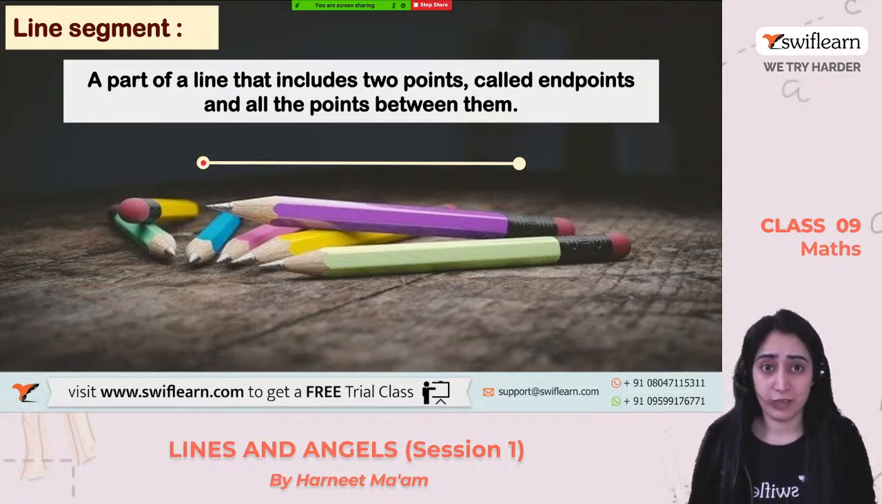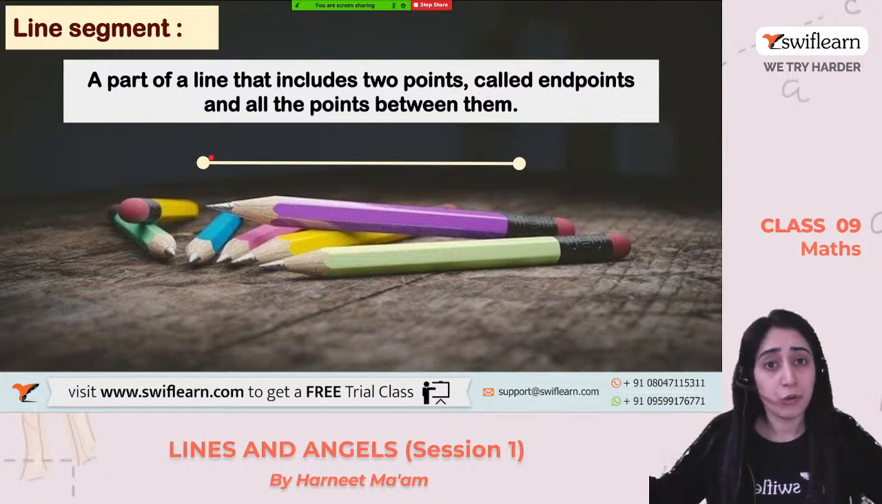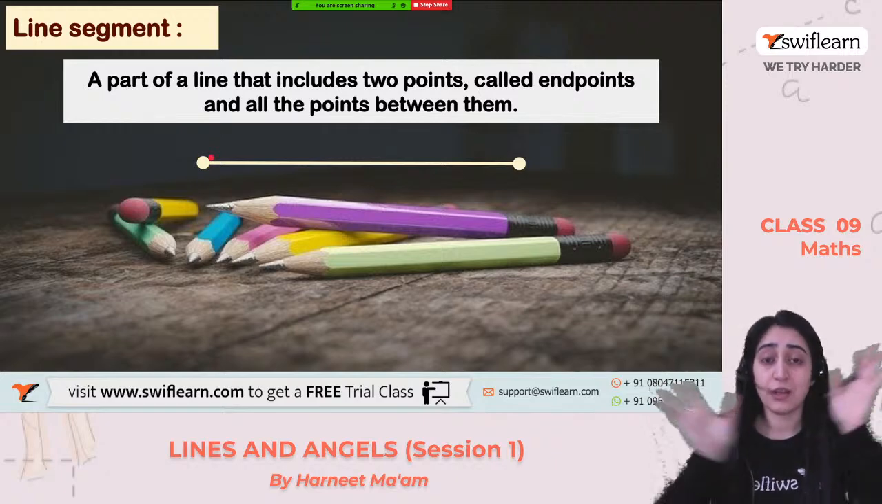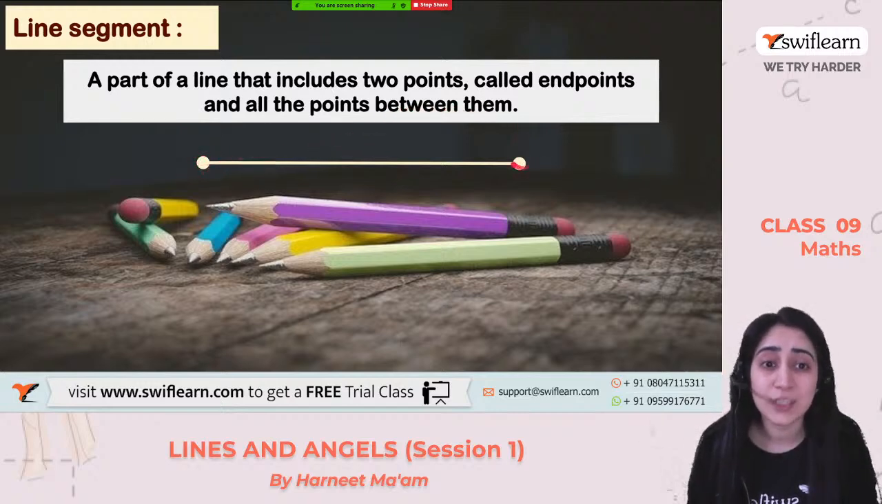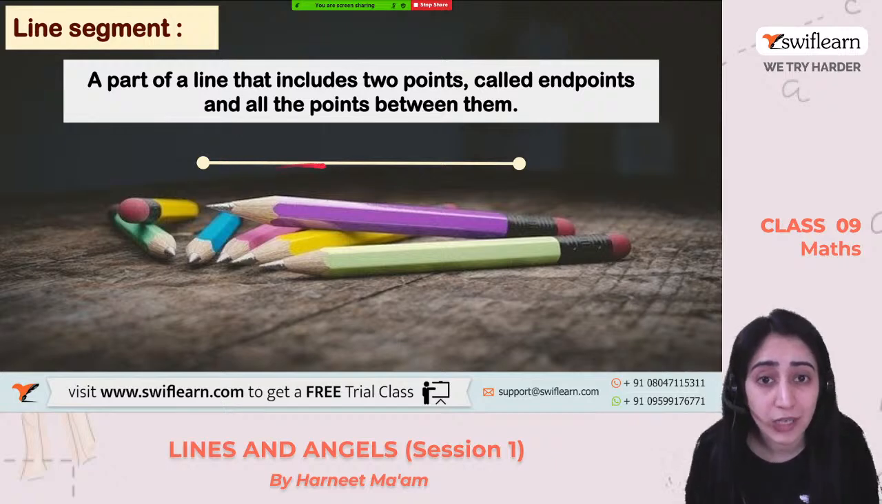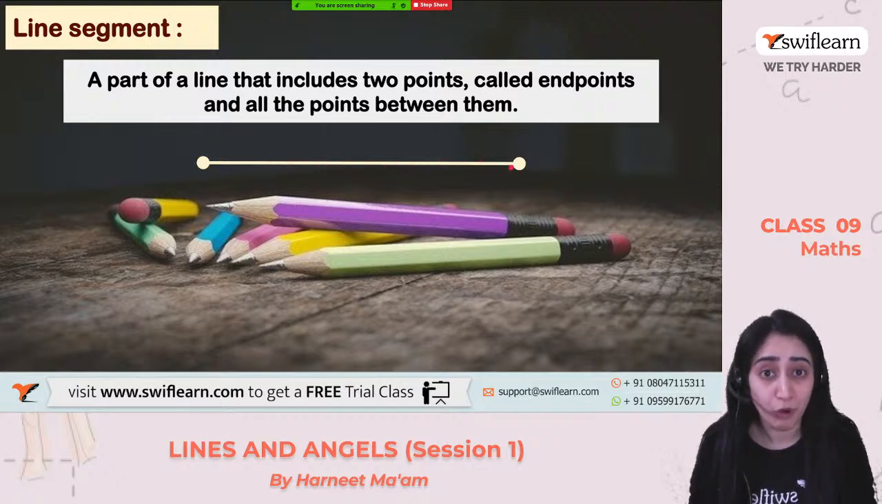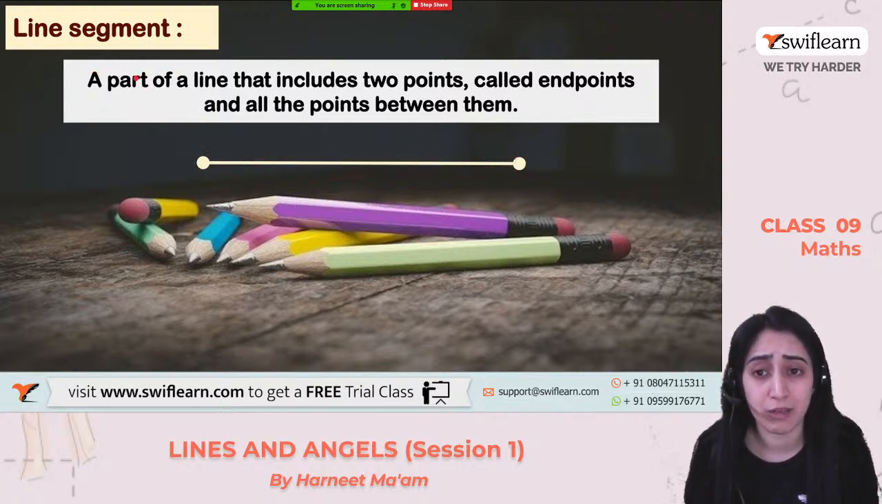It is a part of a line. See, a line keeps on going in different directions unlimitedly. It never stops. Whereas when we decide that these are the two endpoints, this is one endpoint and this is one endpoint. So the part of the line that includes these 2 points, including these 2 endpoints, we call it a line segment.